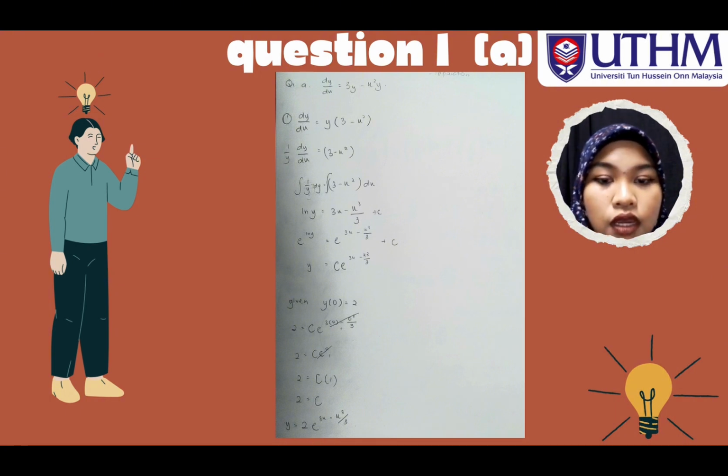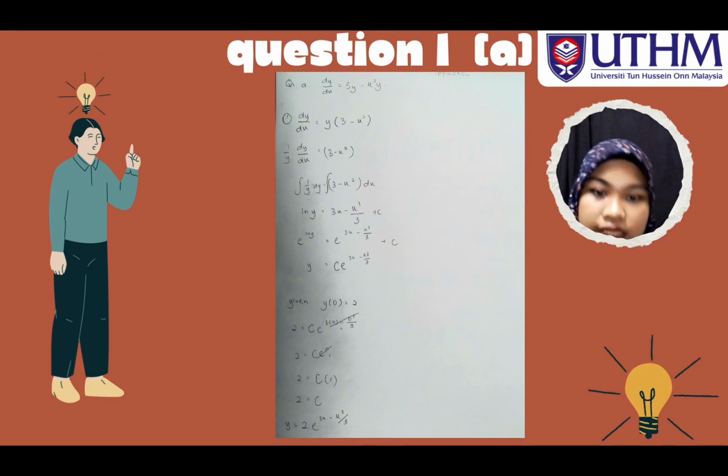And then for the next part, they give a particular solution, which is y(0) equal to 2. So we know that y becomes 2, so we can say 2 equals the general solution from above, c e power of 3 times x, where x is changed to 0, so 3 multiplied by 0 minus 0 power of 3 per 3, so it becomes 1.